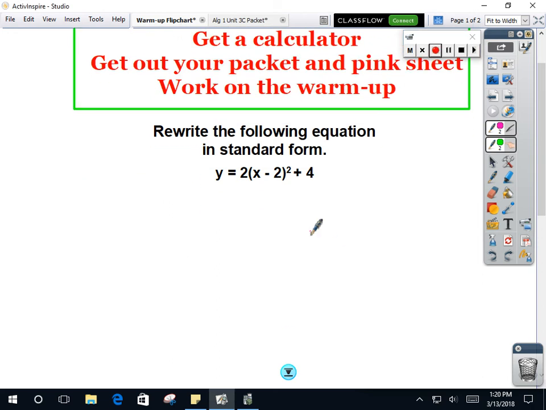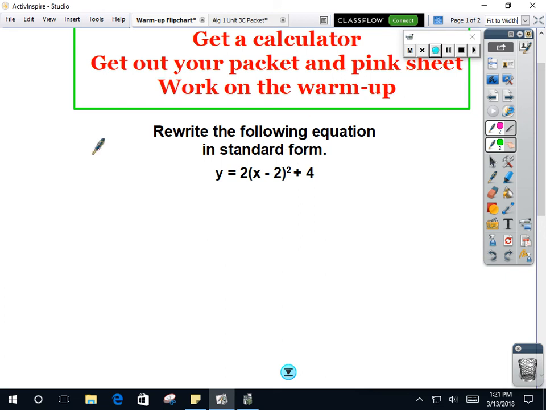Rewrite the following equation in standard form. What is this equation of? A parabola. The highest exponent in it is a 2, correct? Which means it's quadratic, and a quadratic equation forms a U-shaped graph called a parabola. What form is it currently in? No, that's what they want you to rewrite it in.